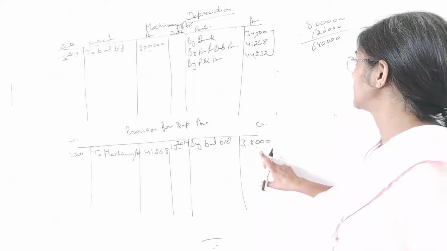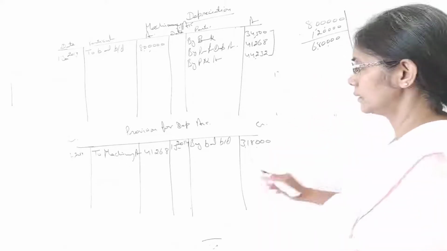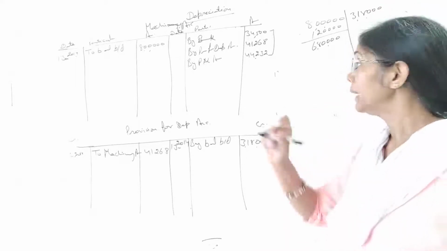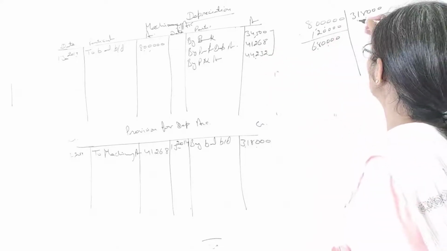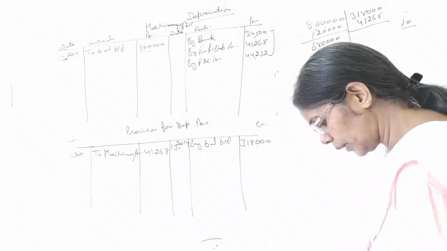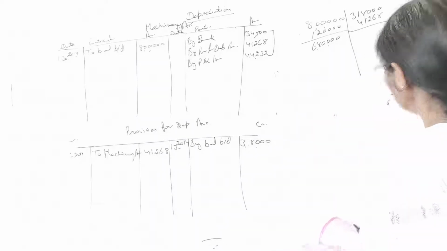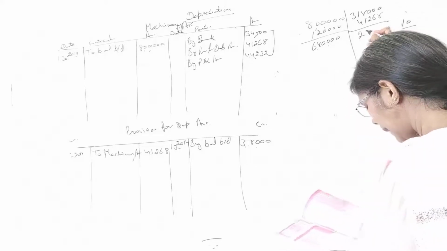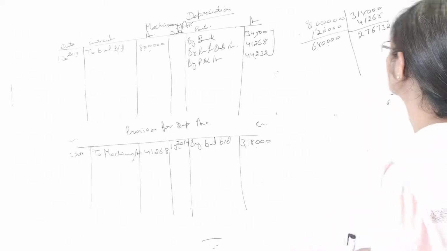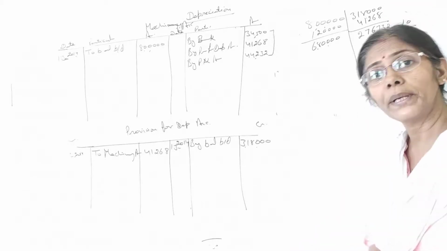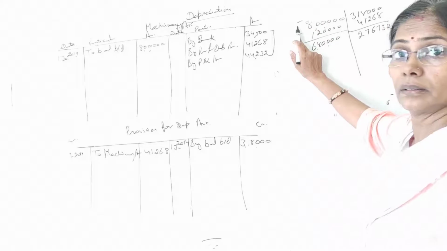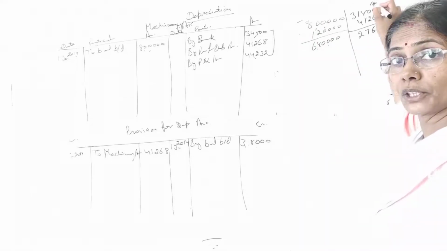See, this was the depreciation on this. So we can make another column. Total was 3,80,000 was the depreciation. And on this 1,20,000 you have provided 41,268. So let's check the calculation. Here this comes to 2,76,732. Are you getting it, students? So this was your value in the starting. This was the balance of your provision for depreciation.